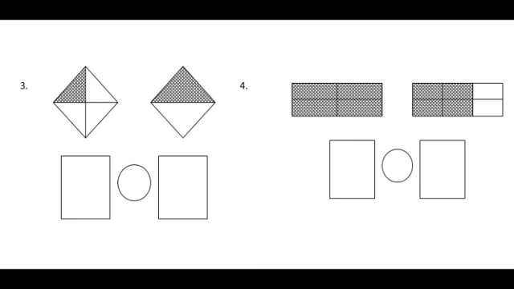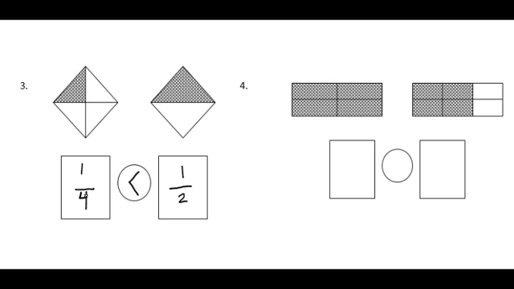Here are a couple more examples. Here I have a square. It has been divided into 4 pieces, and 1 of those pieces has been shaded. The second square has been divided into 2 pieces, and 1 of those pieces has been shaded. 1/2 is greater than 1/4, so I would read this as 1/4 is less than 1/2.